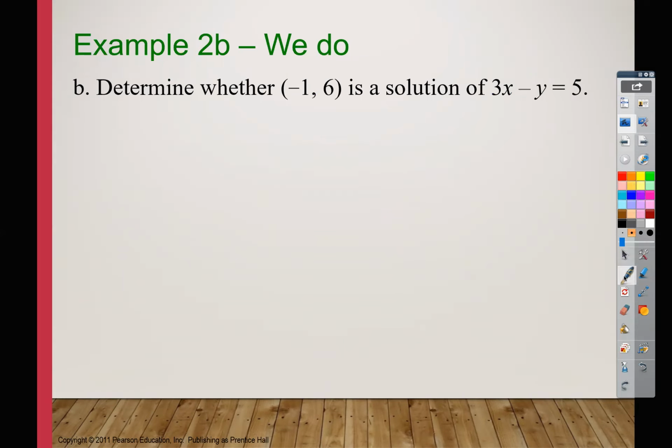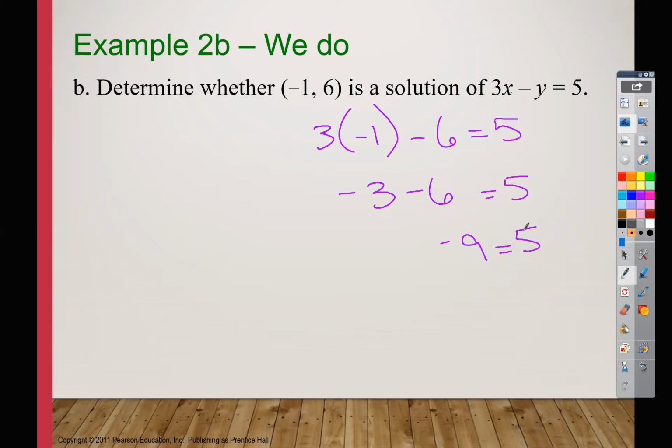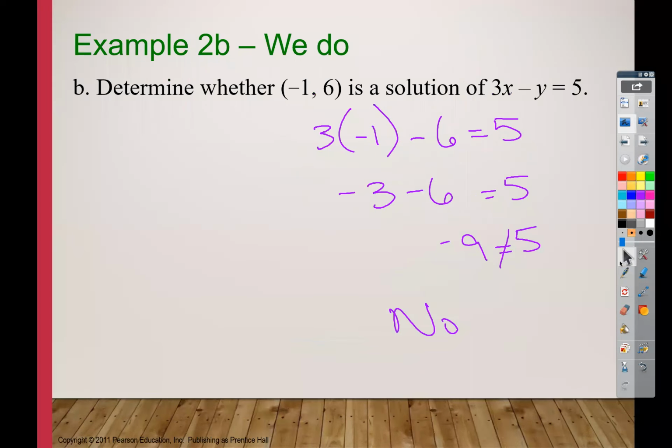Determine whether (-1, 6) is a solution of this. So again, we're going to replace the x with the -1, replace the y with the 6, and see if it works out. Since that is not true, you would say, no, it is not a solution.